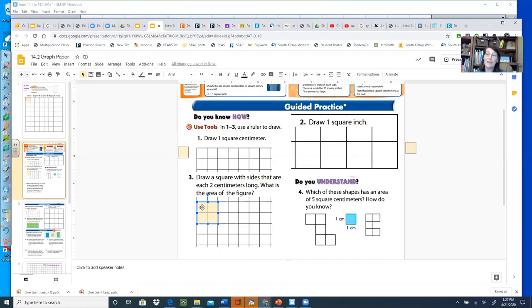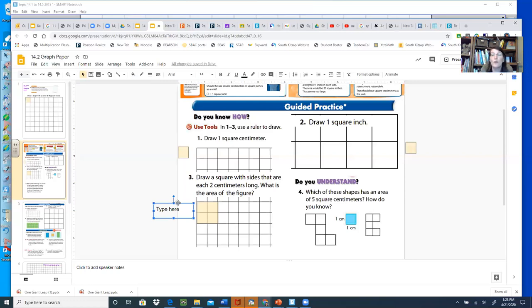What is the area? I need to count my space inside the shape. Inside. So 1, 2, 3, 4. So I'm gonna go grab a text box. And my area is 4 square, and then CM is the abbreviation, 4 square centimeters. So on yours, please type 4 square centimeters. Now I'm gonna move it over here and I'm just gonna write type here. That way it's waiting for you. And then once you've typed, please move it into the center so we can see your work.